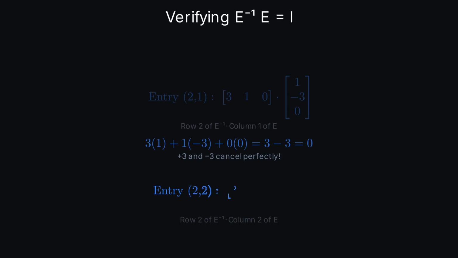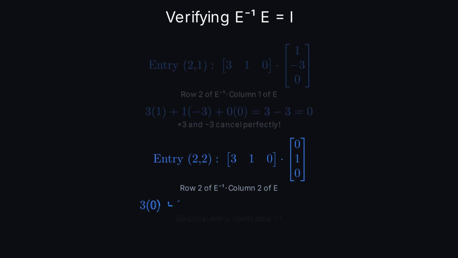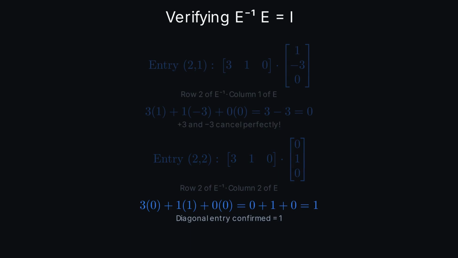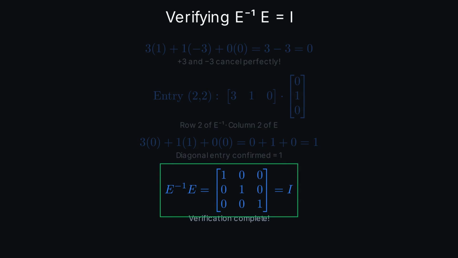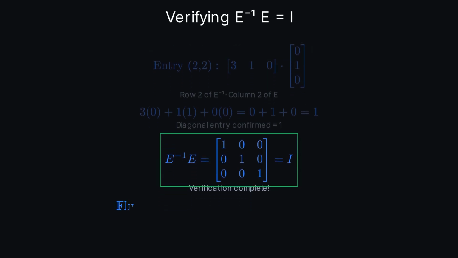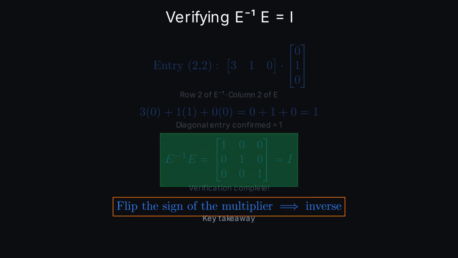Next, let's check the 2, 2 entry. Row 2 of E inverse is 3, 1, 0. Column 2 of E is 0, 1, 0. The dot product is 3 times 0 plus 1 times 1 plus 0 times 0, which equals 1. Computing all 9 entries of the products, the full result is the 3 by 3 identity matrix. The takeaway is beautifully simple. Just flip the sign of the multiplier and you get the inverse.